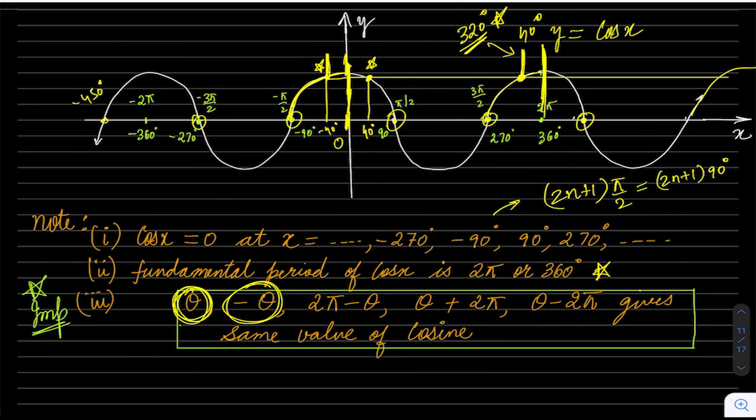So how do we remember this? It is very simple. Theta, minus theta, and then 2 pi minus theta give you the same value of cosine. We will discuss this more in the next lecture, that is trigonometric equations. After that, just keep on adding 2 pi or subtracting 2 pi, because adding or subtracting 2 pi doesn't change anything. We already know this. So this is all about graphs.